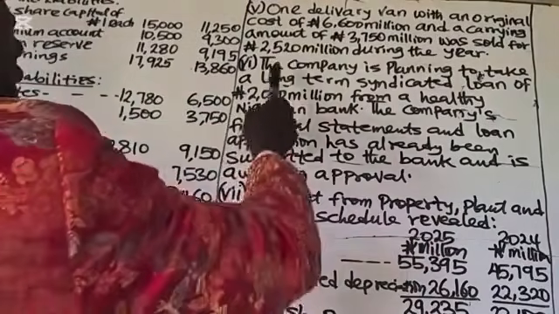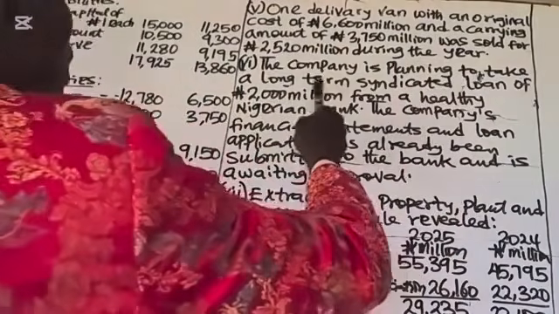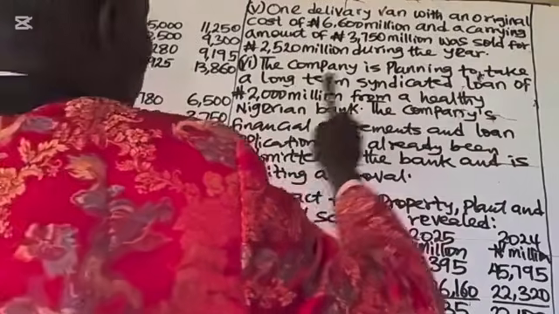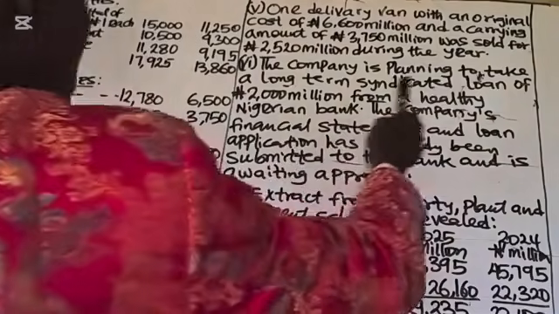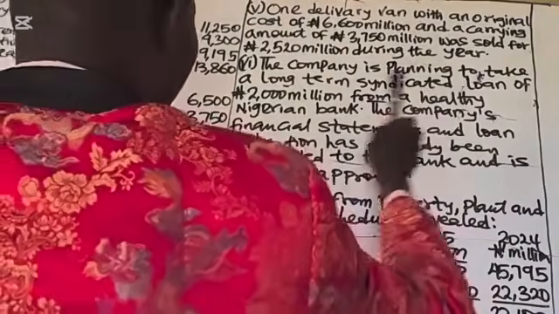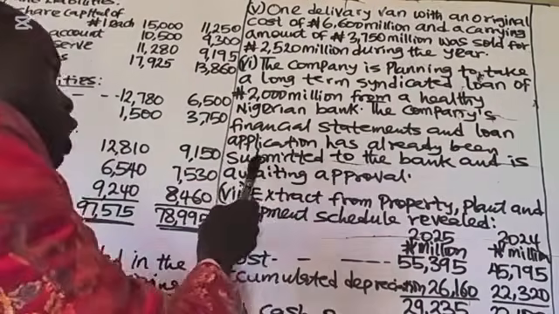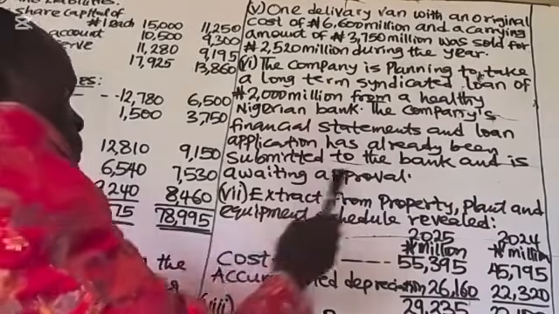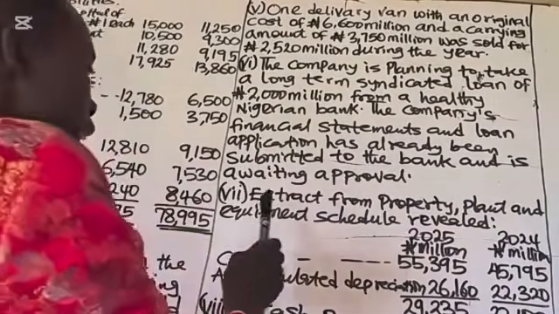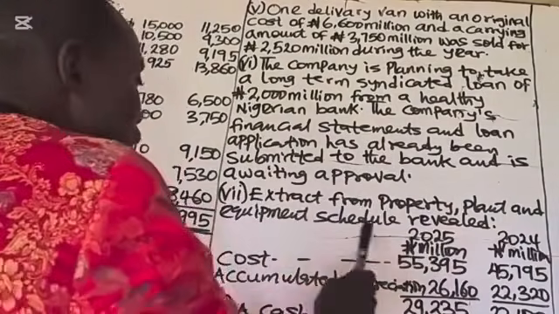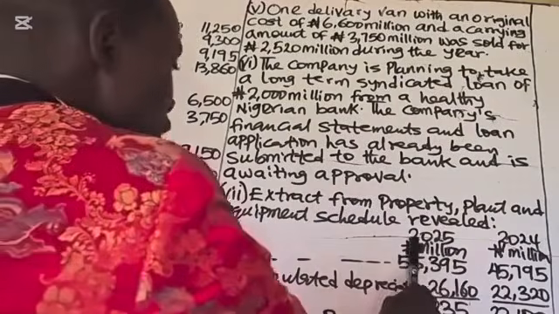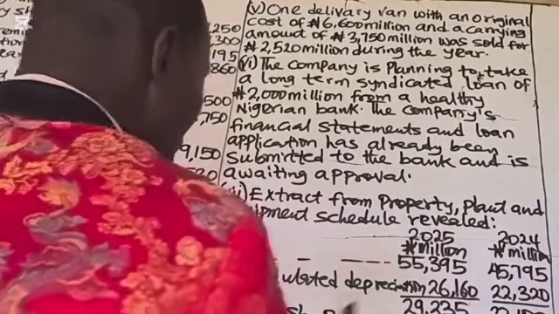Note 6. The company is planning to take a long-term syndicated loan of 2 billion naira from a healthy Nigerian bank. The company's financial statement and loan application has already been submitted to the bank and is awaiting approval. Note 7. Extract from property, plant, and equipment schedule reviewed. We have 2025 and 2024. Amount is in million naira.